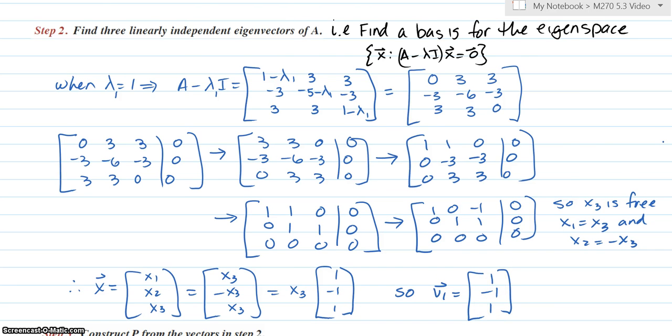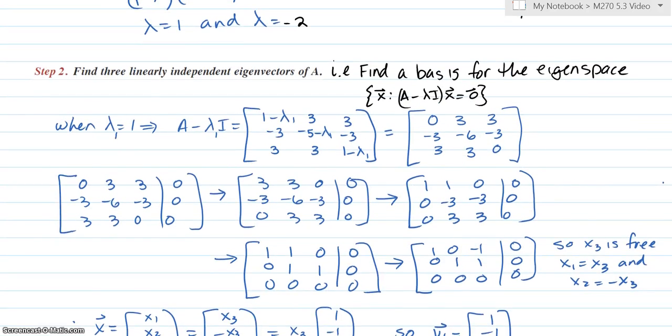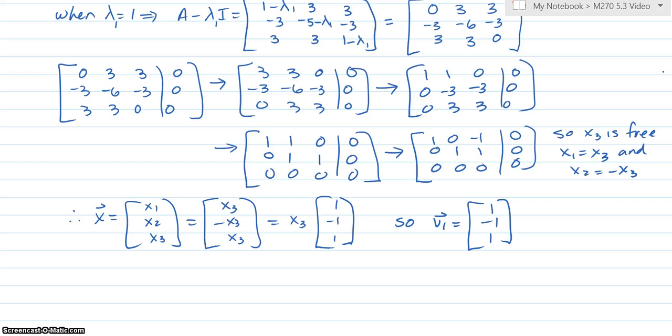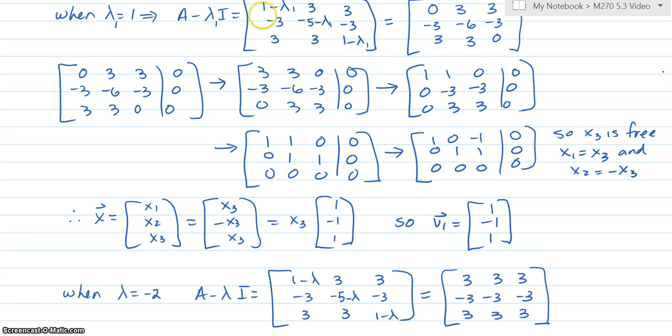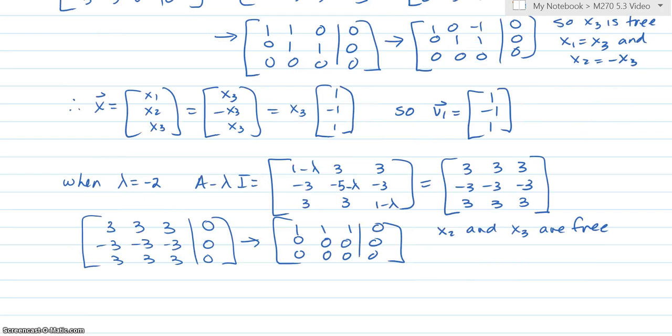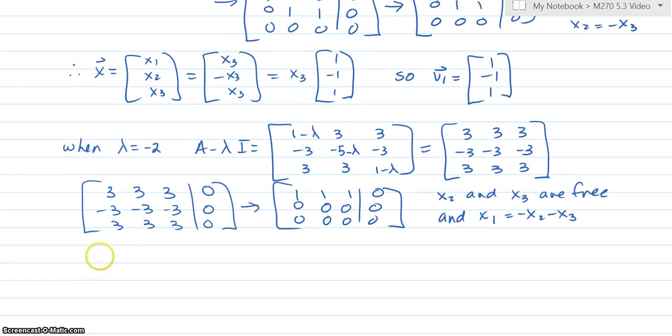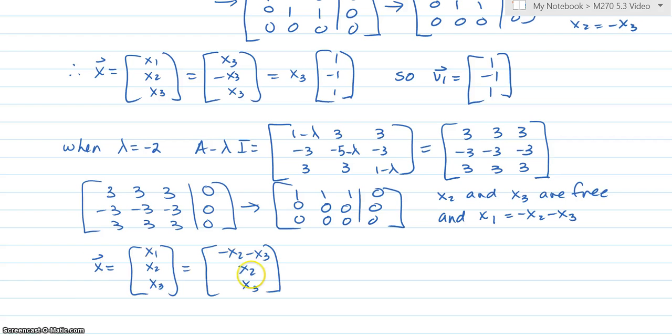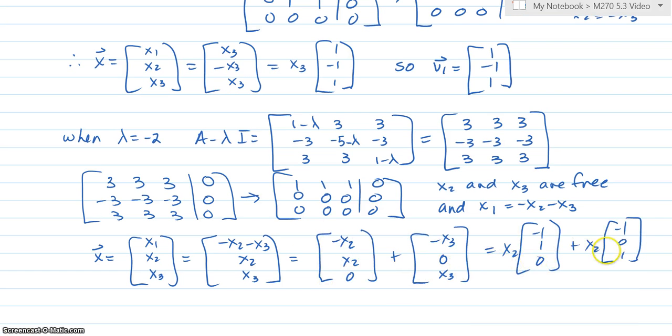Would be that. So now I'm going to do the same thing when lambda is negative 2. So when you plug in a negative 2 into the same matrix as above, you get a row of all 3's or negative 3's. You get 2 values that are free, and x1 would be negative x2 minus x3, so x would be split up into 2 vectors. So splitting this up, we'd have 2 vectors. I'm going to call this v2 and this v3. I have 3 independent vectors, so I am okay.